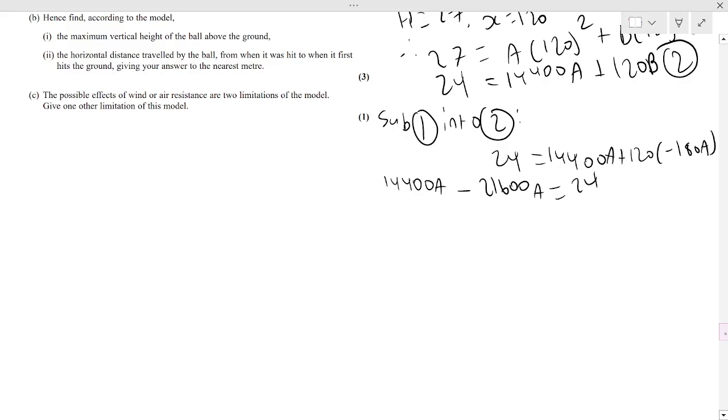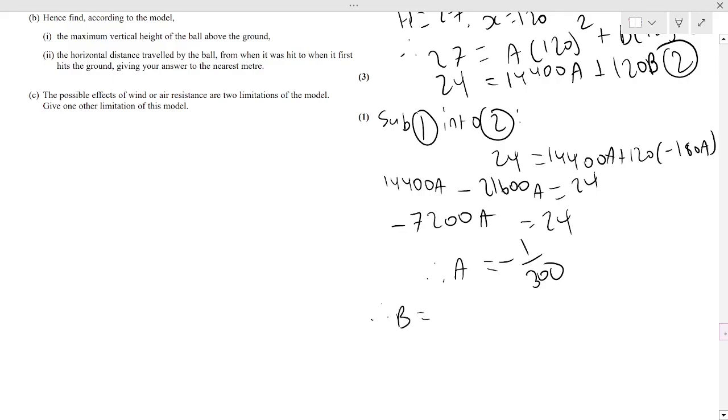14400 minus 21600a gets you minus 7200a is 24. Then I could just divide by that. So 24 divided by minus 7200 gets you a is minus 1 over 300. That does not have a nice decimal, so you have to leave that in exact form. So that's a.